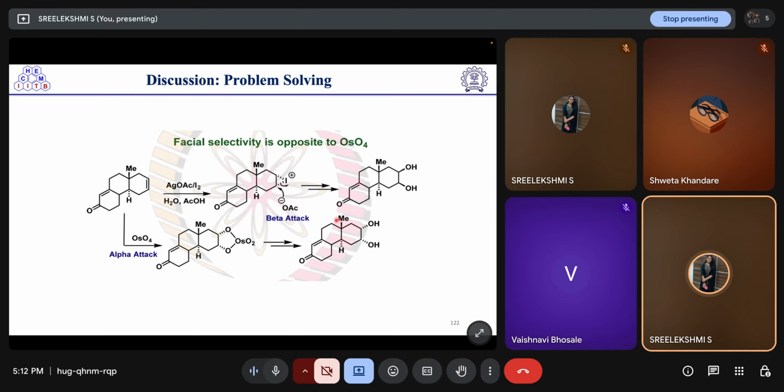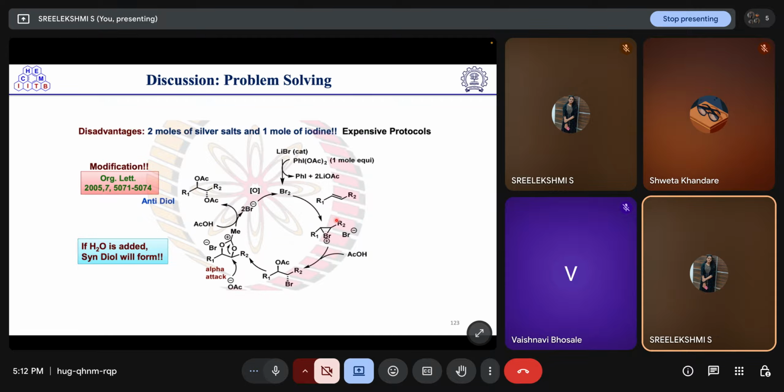Facial selectivity difference between osmium tetroxide and this silver salt. Yeah, as I said, there are some disadvantages for this reaction. First one is that this requires 2 moles of silver salt and 1 mole of iodine. Both are expensive. Silver is especially more expensive, so this is generally an expensive protocol.